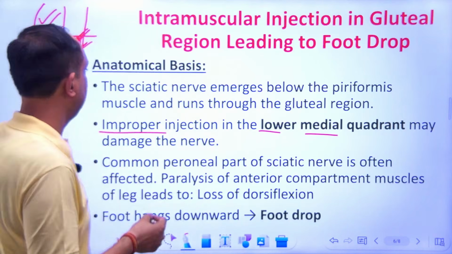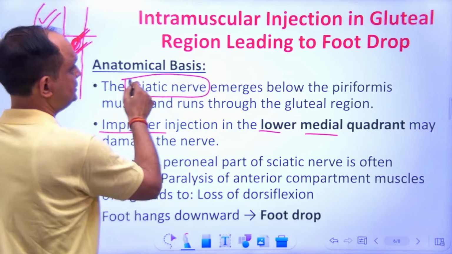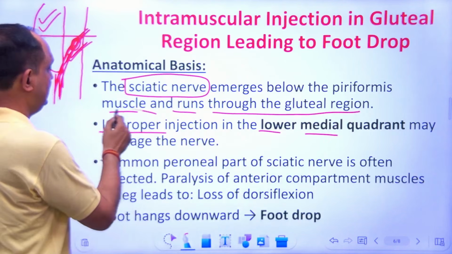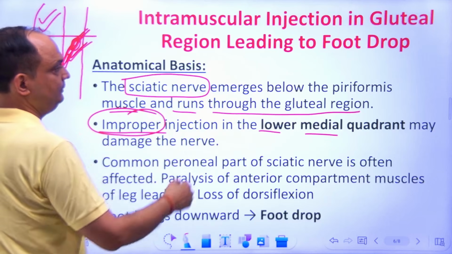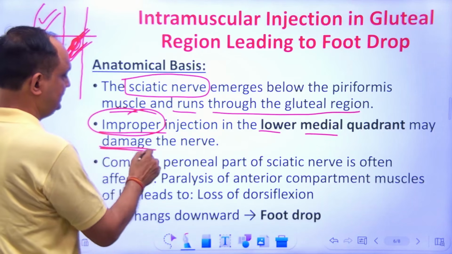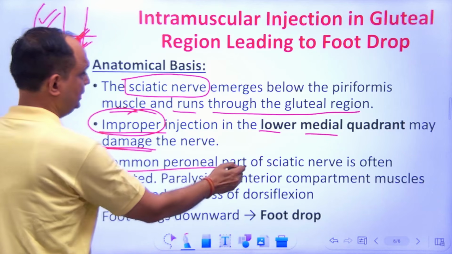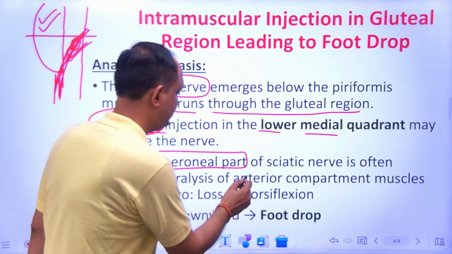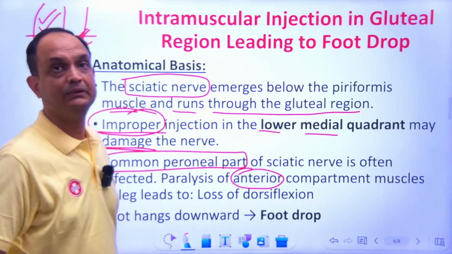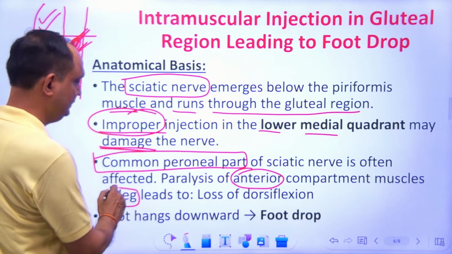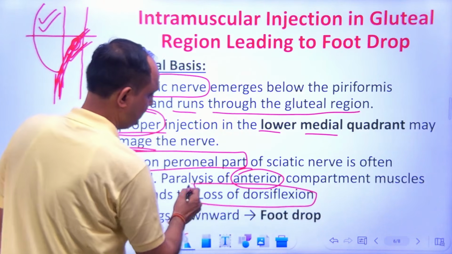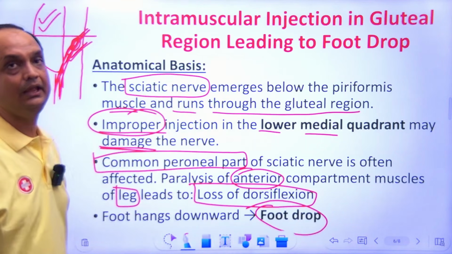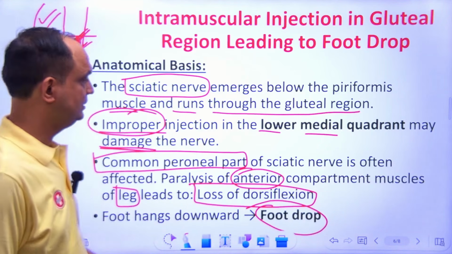Clear? So how to write here? The sciatic nerve emerges below the piriformis muscle and runs through the gluteal region. An improper injection in the lower and medial quadrant may damage the nerve. The common peroneal part of the sciatic nerve is often affected. This causes paralysis of which compartment? The anterior compartment muscles of the leg, leading to loss of dorsiflexion, and the consequence is foot drop. So you have to write in such a way when you are writing the answer to this question.